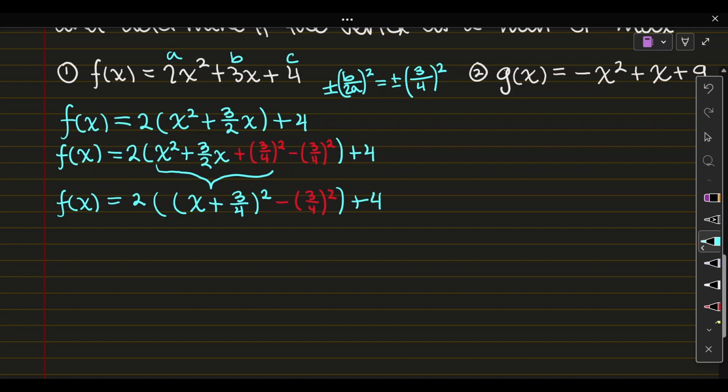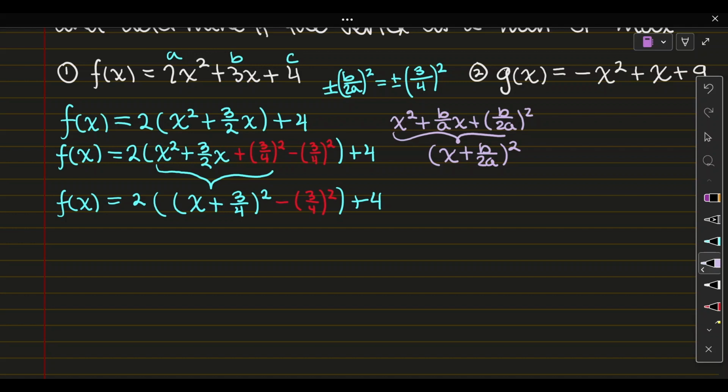And you might be asking, well, how did I know that that is the perfect square? In general, if you have x squared plus b over a x plus (b over 2a) squared, that is the same as (x plus b over 2a) squared, okay? And if you want some more information about that, I have a completing the square video in the College Algebra playlist, so go see that.